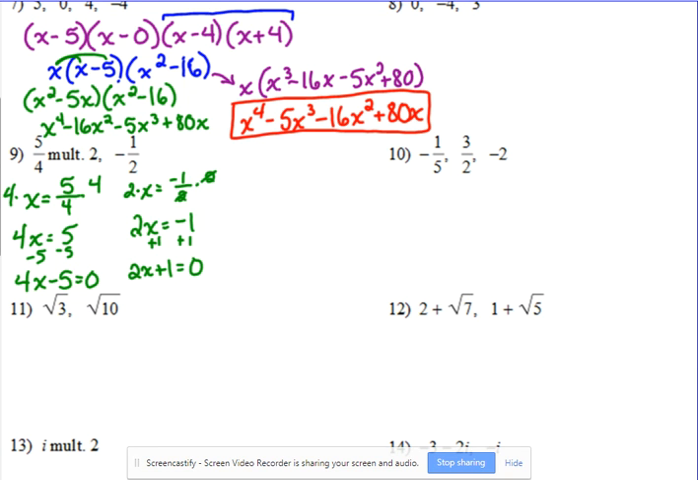You can check it real quick. Solve it for x. You would subtract 1, divide by 2. That gives you negative 1/2. Okay?